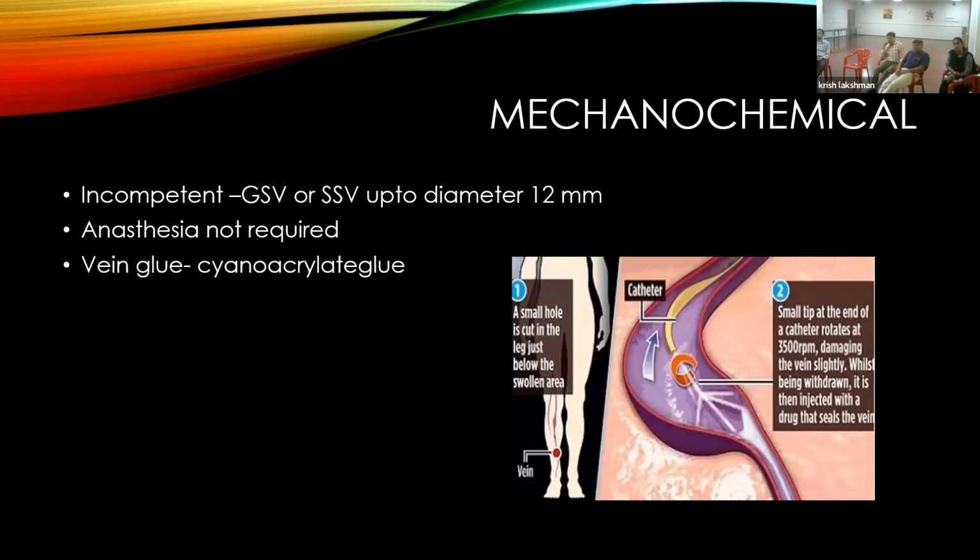So this is the newer technique, which is mechanochemical, in which the catheter has a rotator at the tip. So it can be done without the use of any anesthesia. When the catheter is introduced into the varicose vein, it releases a chemical agent, almost similar to a sclerosing agent, and the rotating tip of the catheter is activated. So it causes damage to the inner layer of the wall of the varicose veins. The vein glue, like cyanoacrylate glue, is also used in a few cases now, still under study.